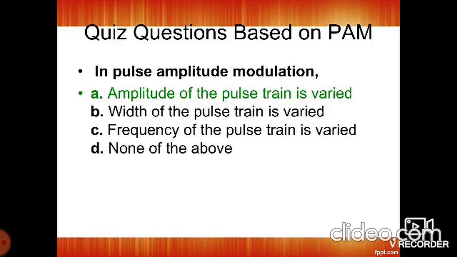In pulse amplitude modulation, we already know the definition. Here the options are given. A: the amplitude of the pulse train is varied. B: the width of the pulse train is varied. C: the frequency of the pulse train is varied. D: none of the above. According to the definition we learned, in pulse amplitude modulation the amplitude of the pulse train is varied according to the modulating or message signal to generate natural PAM or flat top PAM. So option A is the correct answer.